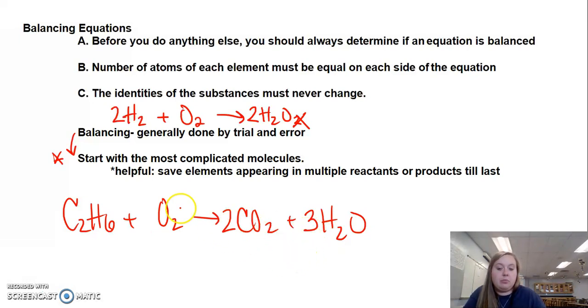Well, 7 is an odd number, and because of the O2, you can't have an odd number. In order to fix that, we will multiply everything by 2. So that means I'm going to have 2 here. This is going to become a 4. This is going to become a 6. Now we have 8 plus 6, so we have 14 oxygens on the product side. And so I'm going to put a 7 on the reactant side. And now it's balanced.